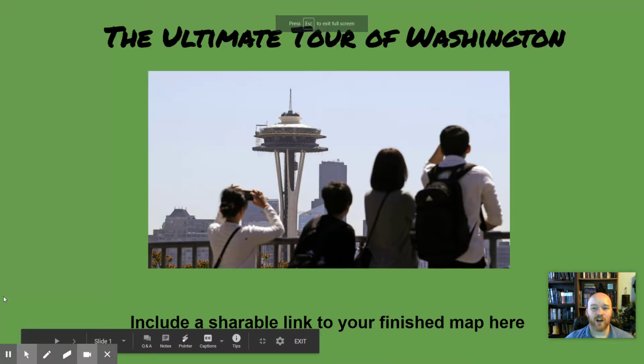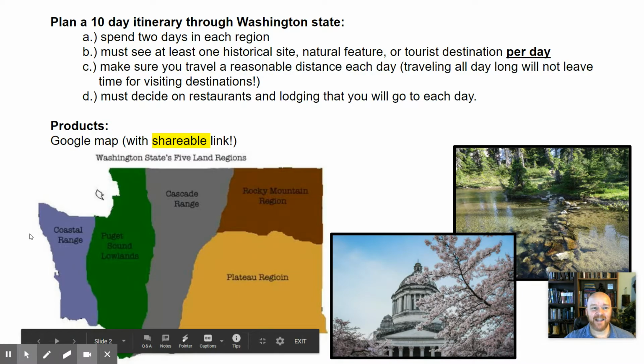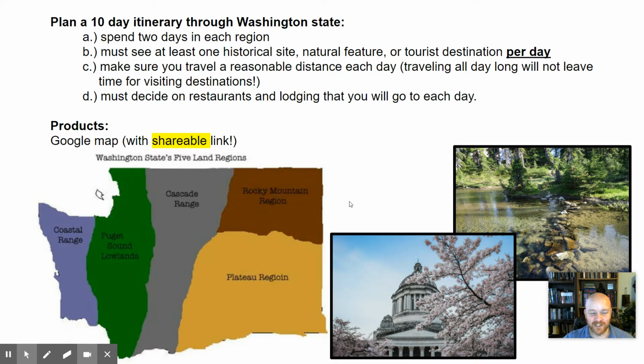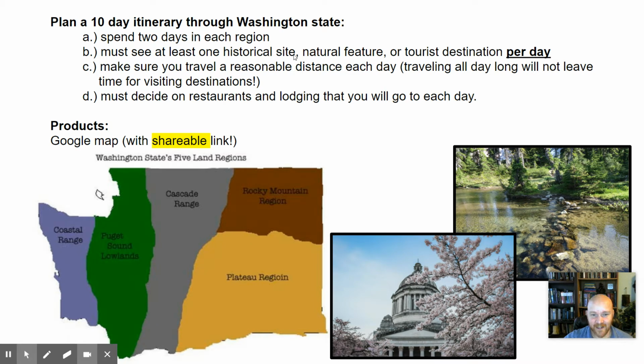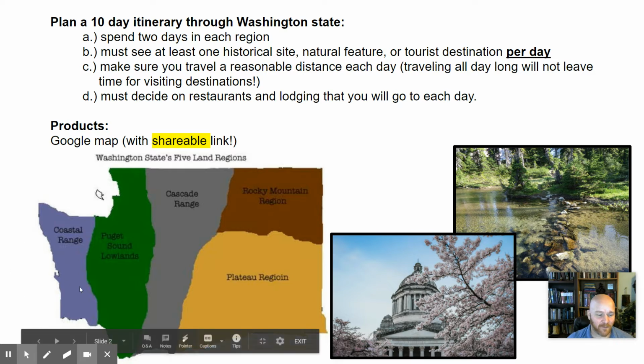Welcome to the ultimate tour of Washington. You are going to be planning an epic 10-day trip through our beautiful state, the most beautiful state, Washington State. The only real restriction on this trip is you're going to spend 2 days in each region. There's 5 regions, so 2 days for each region comes out to about 10 days. And you must see at least one historical site, a natural feature, or a tourist destination per day. So you just got to do something different each day in each of these 5 regions.